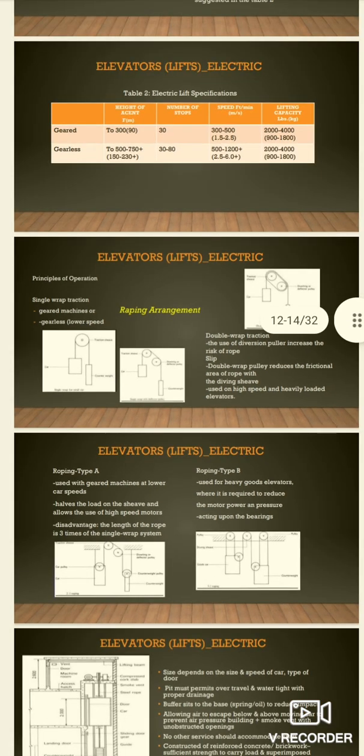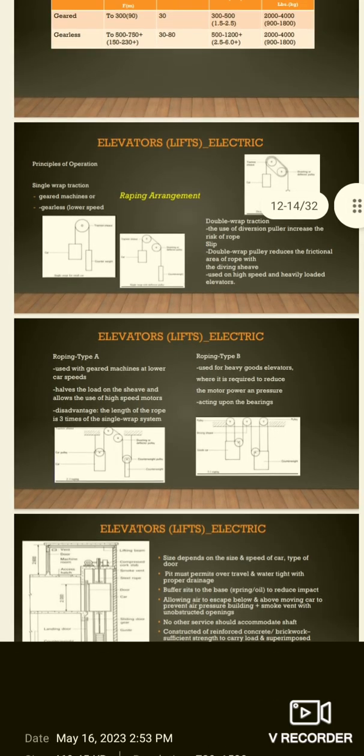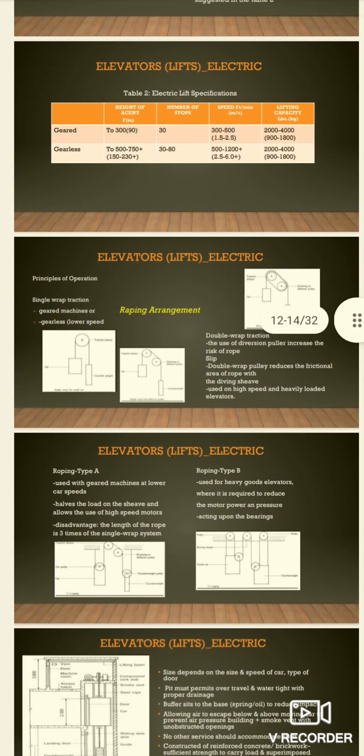Elevators, lift electric. Roping type A used with geared machines at lower car speeds halves the load on the sheaves and allows the use of high-speed motors. The disadvantage is the length of the rope is 3 times that of the single wrap system. Roping type B is used for heavy goods elevators where it is required to reduce motor power and pressure acting upon the bearing.